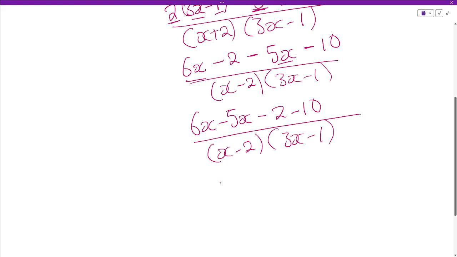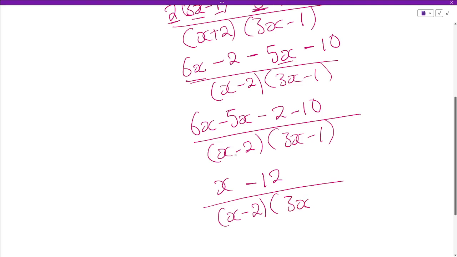So 6x minus 5x is x. Initially it's supposed to be 1x, but when the coefficient of a variable is 1, you don't write it, you just say x. Then here negative 2 minus 10 gives us negative 12. When the signs are the same, you keep the same sign, add the two numbers, and then your denominator, you simply bring down those values up there. So this is your final answer. Done. You go to the next one.